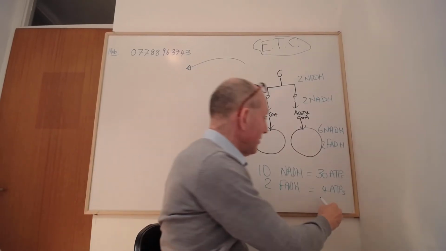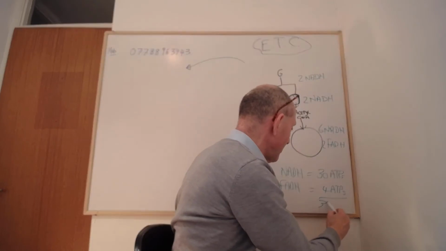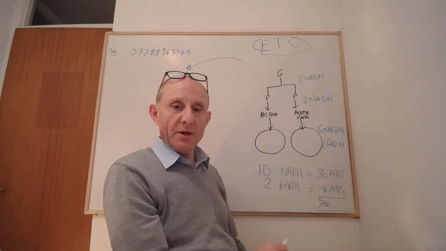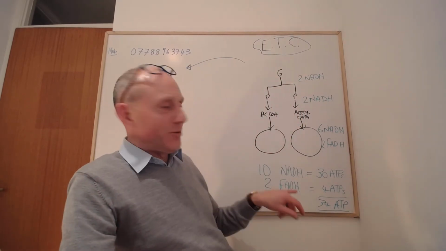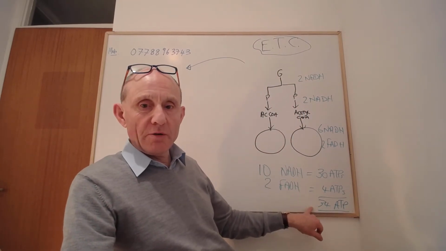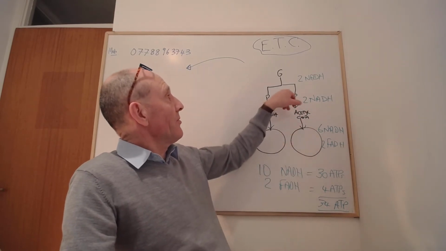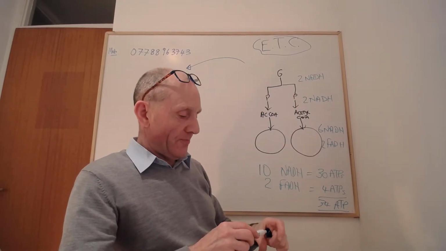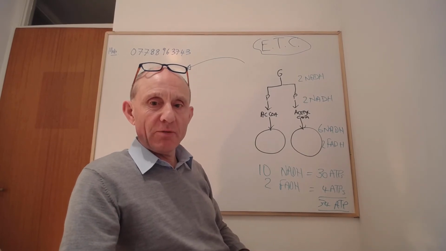So there you are. The total ATPs coming from the electron transfer chain are 34 ATPs. You add them all up now. So 34 ATPs from the electron transfer chain, and the other 4 just came from what's referred to as, you can refer to it as, substrate level phosphorylation.